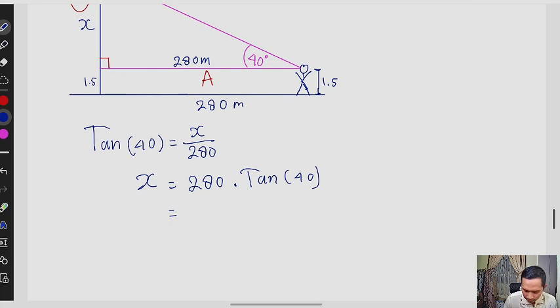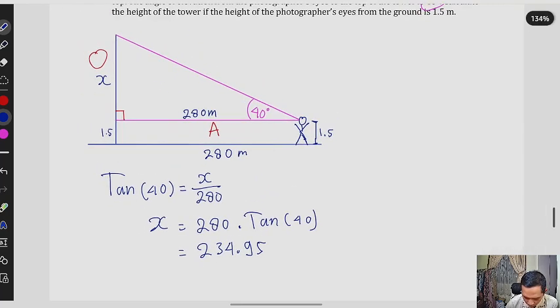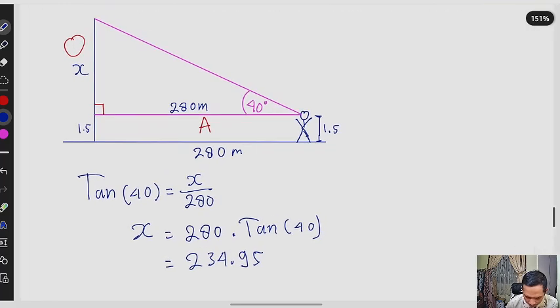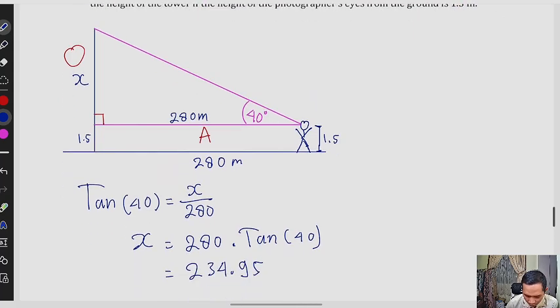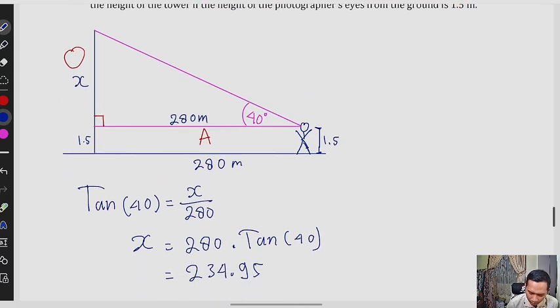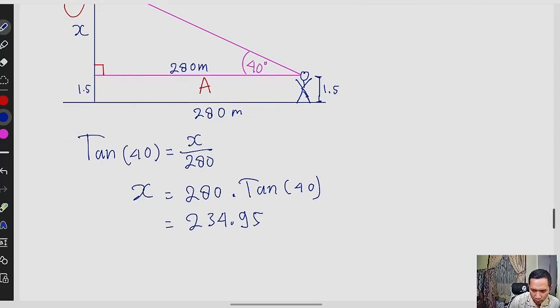So what is the x then? Calculator. Okay, we have 234.95. Should we round it to three significant figures? Not yet, everyone, because we haven't found the height of the tower. We round at the end. If we haven't finished, just use the long decimal numbers. So we need to add 1.5 first.